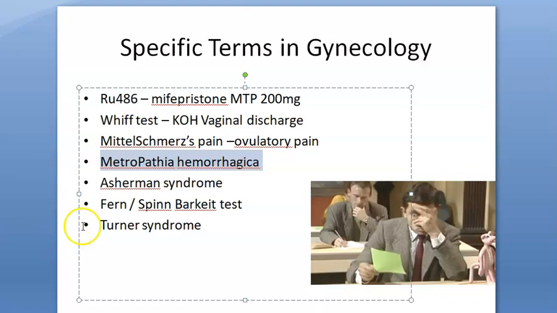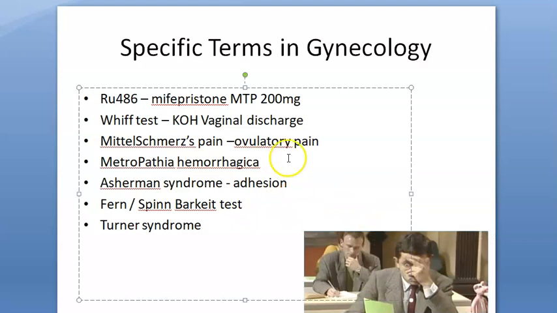Just 3 more left. Asherman syndrome is nothing but intrauterine adhesions. Why does this happen? Because of some activity that happened within the uterus, some curettage, etc. So this is because of adhesions. This can lead to secondary amenorrhea. Then Fern test or Spinnbarkeit test.